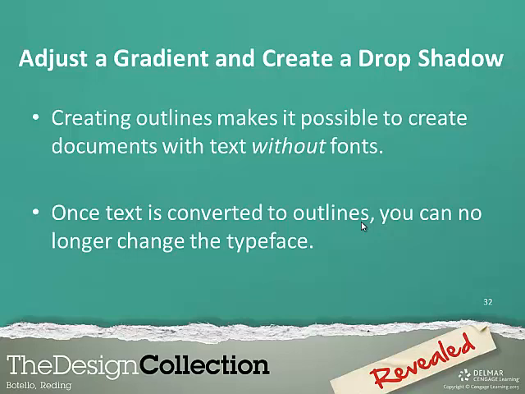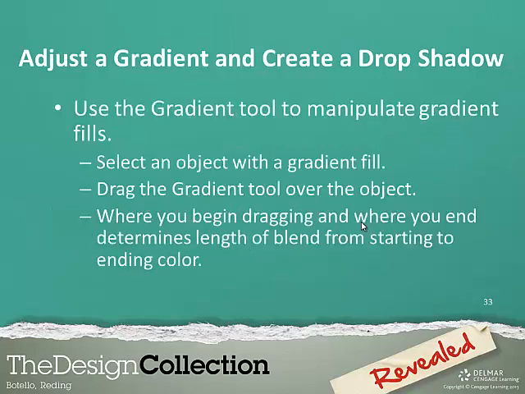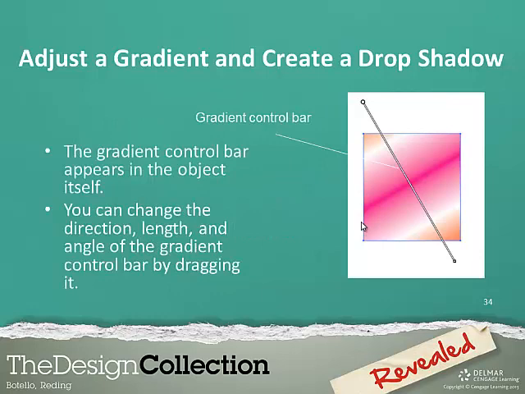Creating outlines makes it possible to create documents with text without fonts. Once text is converted to outlines, you can no longer change the typeface. You use the gradient tool to manipulate gradient fills. You select an object with a gradient fill, drag the gradient tool over the object. Where you begin dragging and where you end determines the length of the blend from starting to ending color. The gradient control bar appears in the object itself, as you can see here in the image, and you can change the direction, length, and angle of the gradient control bar by dragging it around.